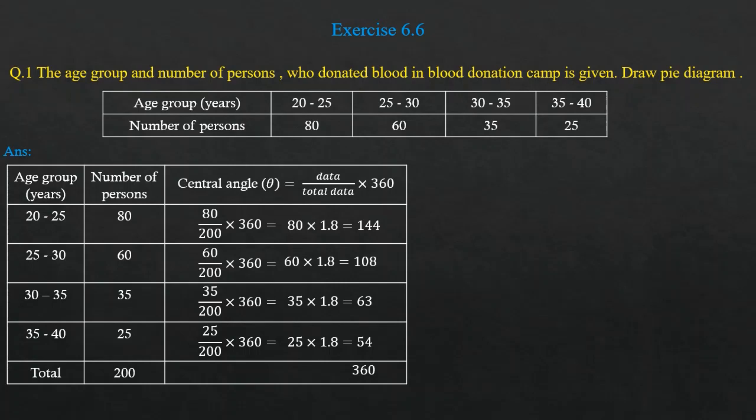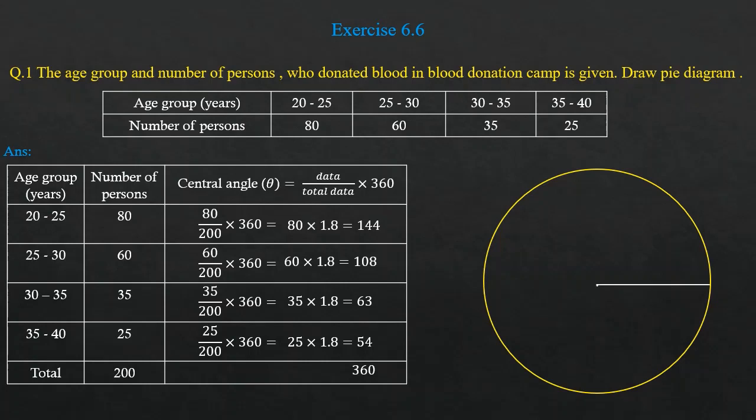Now we'll start with the drawing of a pie diagram. When we start with the drawing of a pie diagram, first we draw a circle of 5 centimeter. The radius of the circle is up to you. You can take 3 centimeter, 4 centimeter, 5 centimeter. But for reference, we are considering every time a circle of radius 5 centimeter.